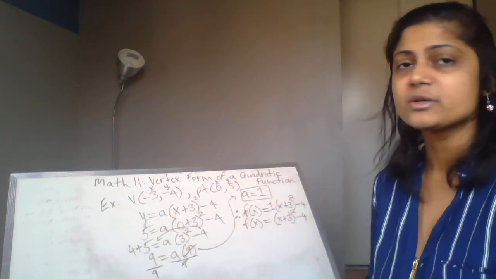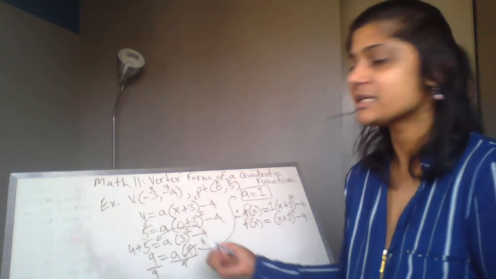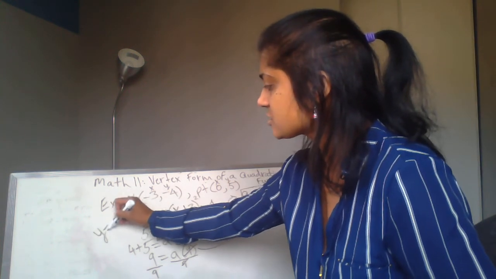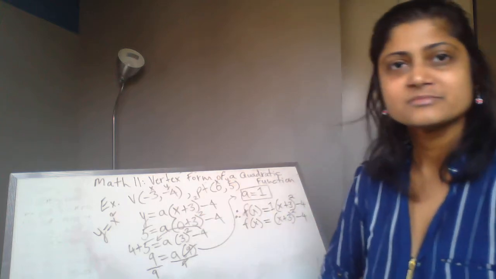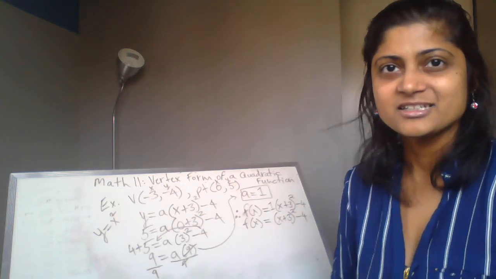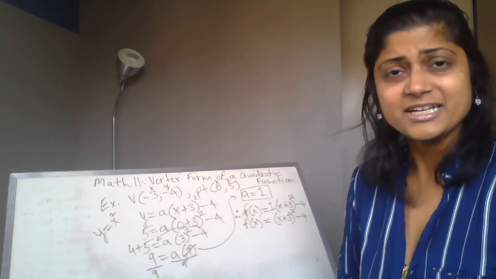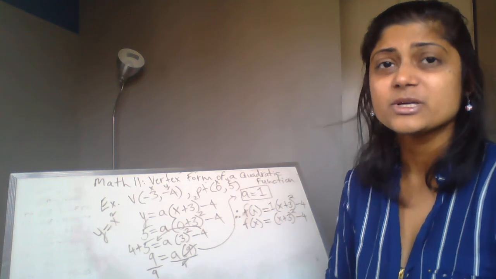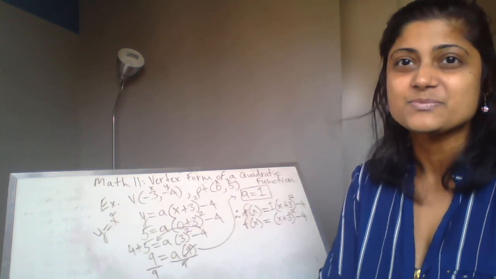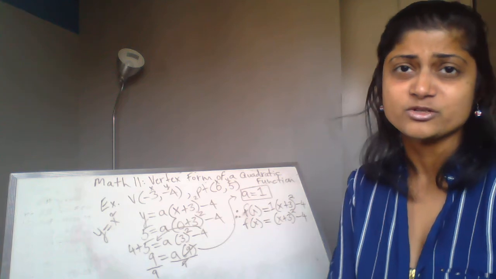And remember the parent function for the quadratic is y equals x squared, just like this. So that looks good, and that brings this video to an end. We covered math 11 and the topic was basically the vertex form of the quadratic function.